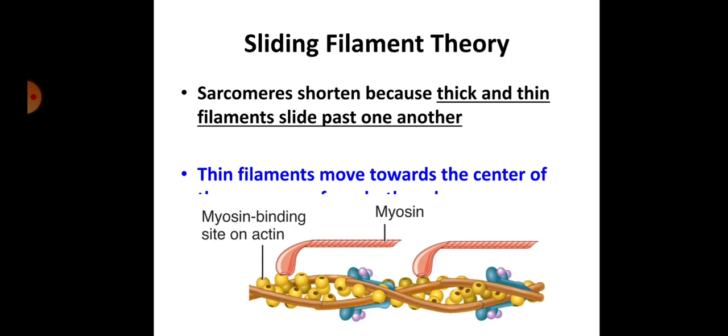The sarcomeres shorten because thick and thin filaments slide past one another. Thin filaments move towards the center, and the myosin binding sites are present on the actin protein. The myosin cross bridges bind to the thin filament.